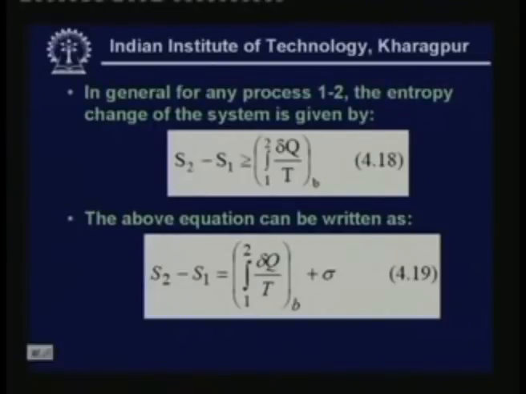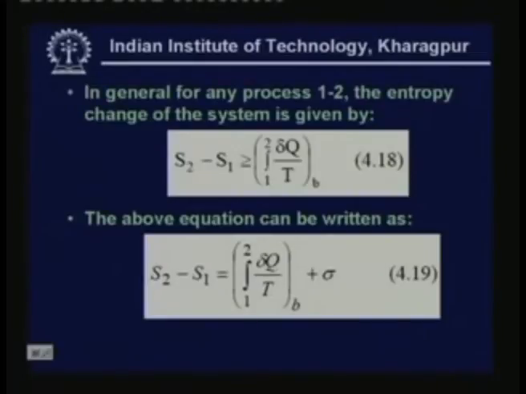That means for a reversible process, S2 minus S1 is the integral of ∂Q/T, whereas for an irreversible process, the entropy change will always be greater than the integral of ∂Q/T for the process 1 to 2. And the above equation, that means 4.18, can also be written in this form.